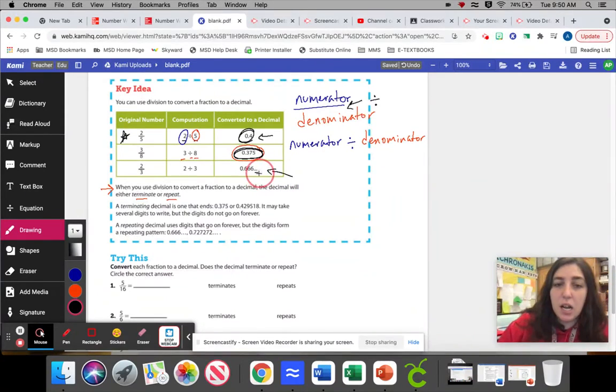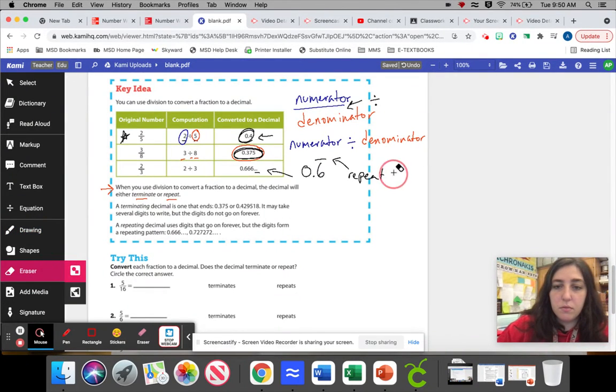0.666 with these dots following tells us that this 6 continues to repeat. So that would be a repeating decimal. And we said that we can write a repeating decimal as 0.6 with a repeat bar. That repeat bar tells us that that number, or maybe multiple numbers, keeps repeating. Okay.